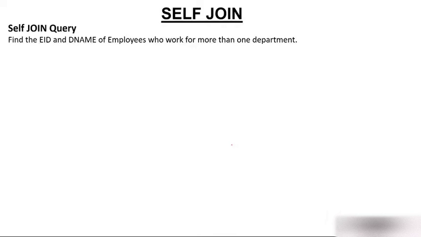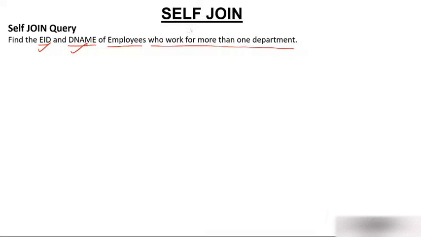Let's move further. Okay, self join query. Now the query is this: on the previous table which you have seen, find the employee ID and department name of employees who work for more than one department. Now your job is to find the employee ID and department name of those employees who are working in more than one department.